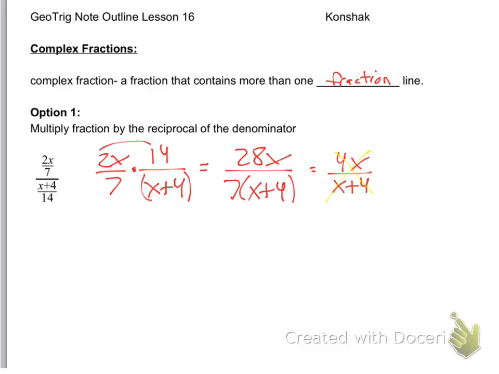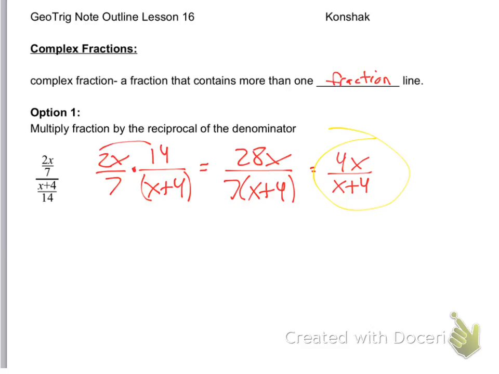1. How about we can't do that? You can't cancel that because the only way canceling works is if you can factor it completely off the top and the bottom. So you can cancel them out, or aka divide them out, which equals 1. So this is your answer.